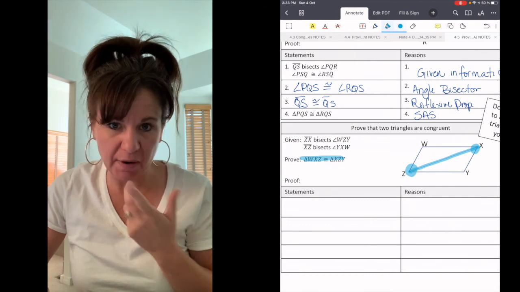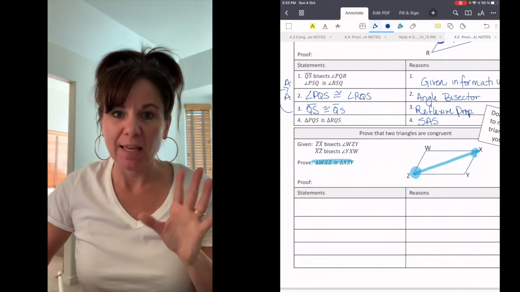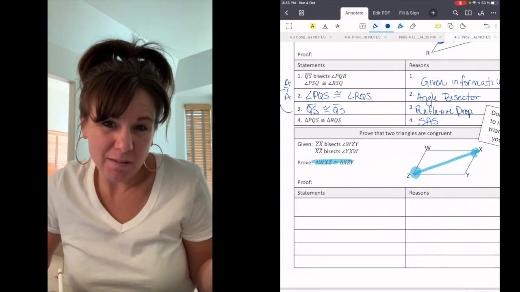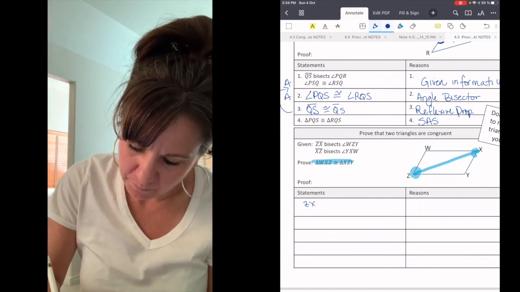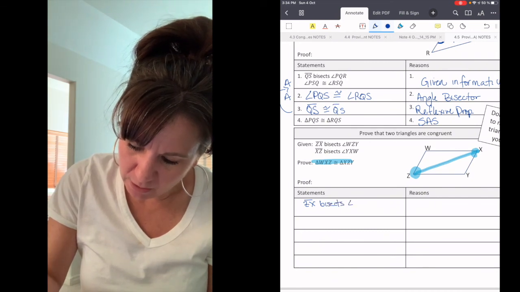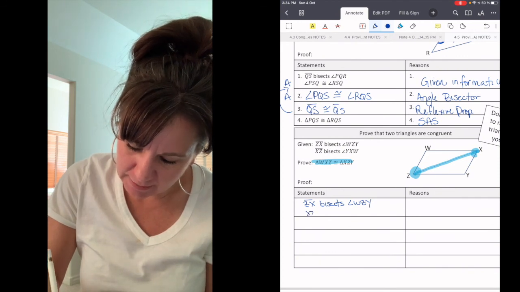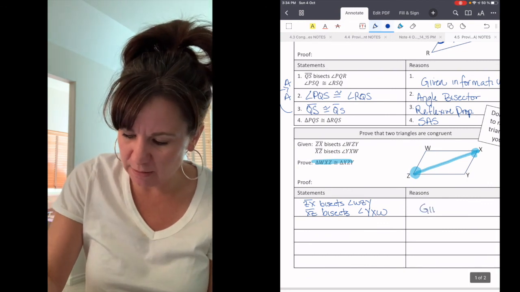Well, let's just start writing stuff down and see where we go. So first of all, we need some statements. In general, it's always good to start with the given information. So we know that ZX bisects angle WZY and XZ bisects angle YXW. And the reason we know that is because it's given information.